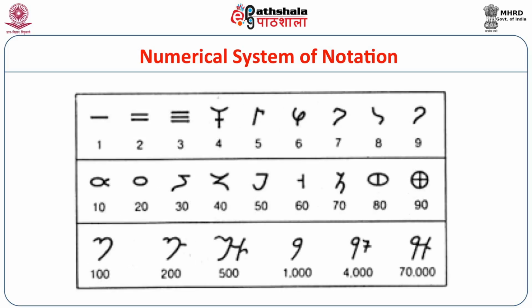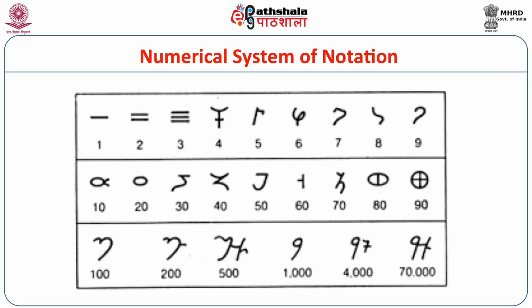Here you can find how 200 is expressed. Now 200 is expressed by adding a stroke to the right of the symbol for 100. Similarly, 500 is expressed by adding the symbol of 5 to the right of the symbol for 100, and the two symbols, 100 and 5, are connected by a separate stroke.